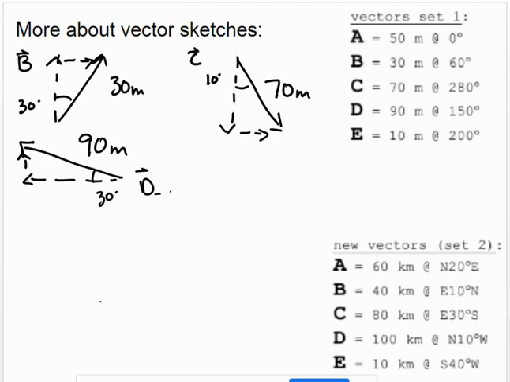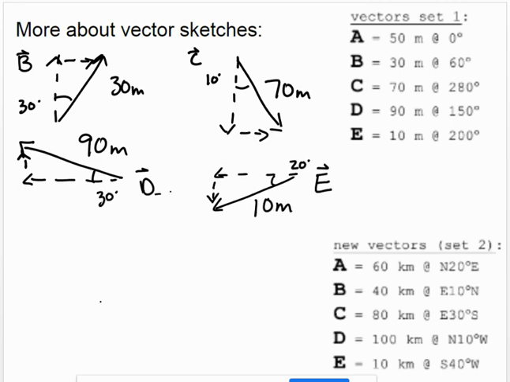Let's take a look at the last one, vector E, 200. 200 is also closest to 180. 200 is down here. That is 20 degrees difference. Again, Lois in her stilettos would have to walk to the left and then this time walk down. So those are the correct component sketches for vectors B, C, D, and E.